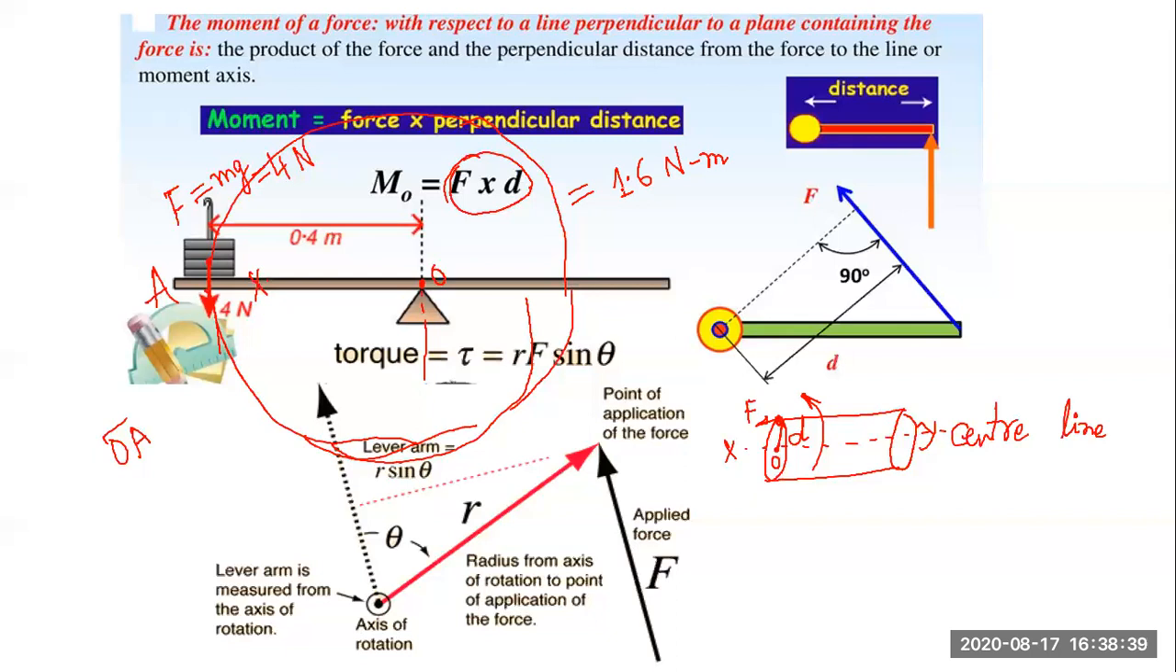Now, how is it coming F into D? Let us assume this dotted line is the axis of rotation, and this is the point O, about which we are interested to find the moment of the force F. This is the applied force F. This is the direction.